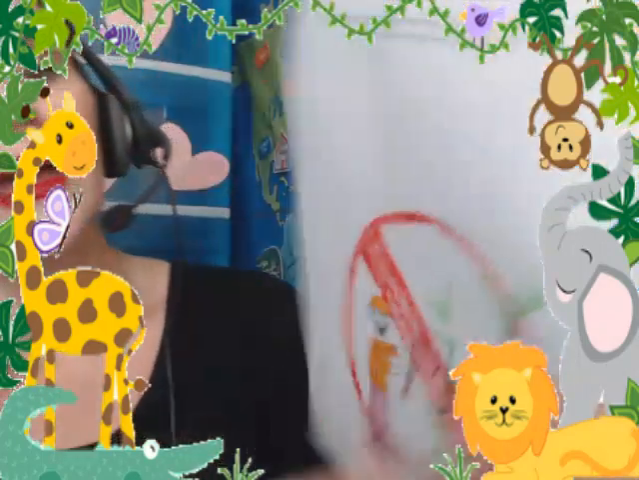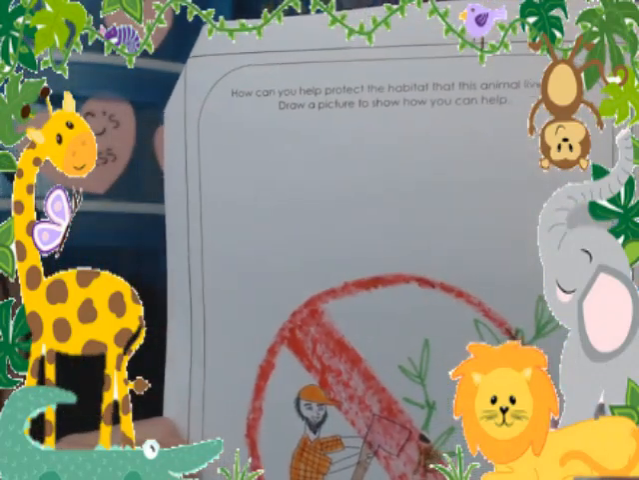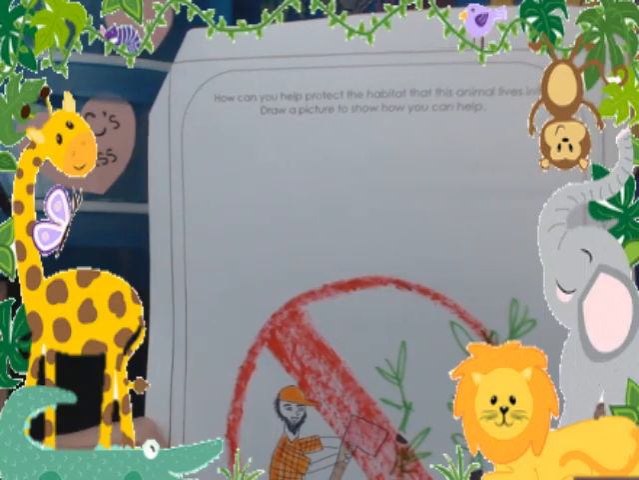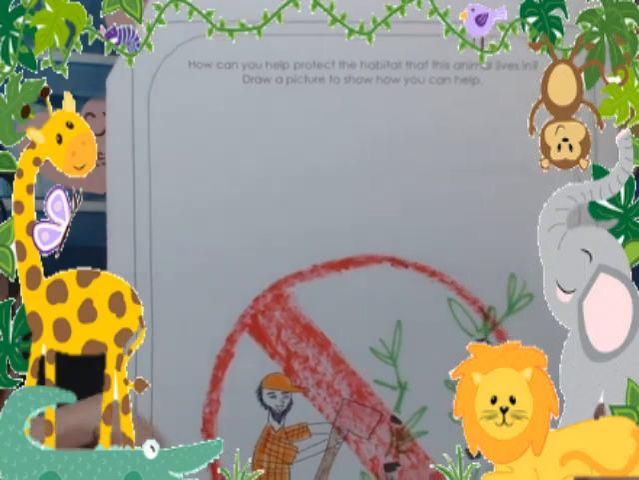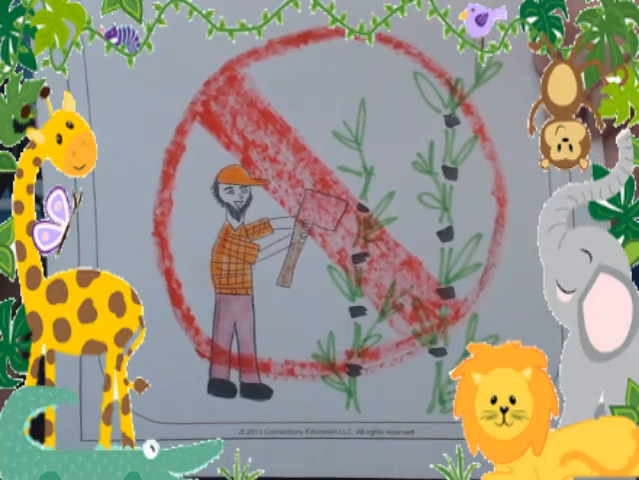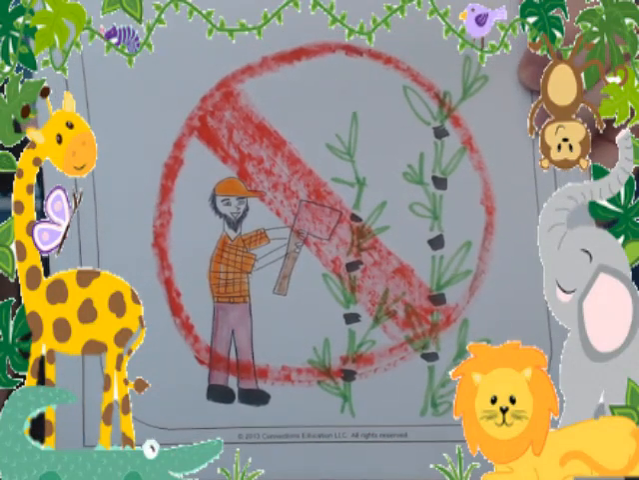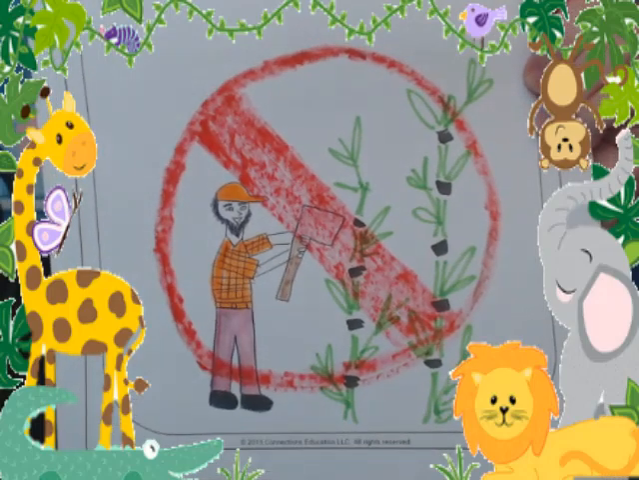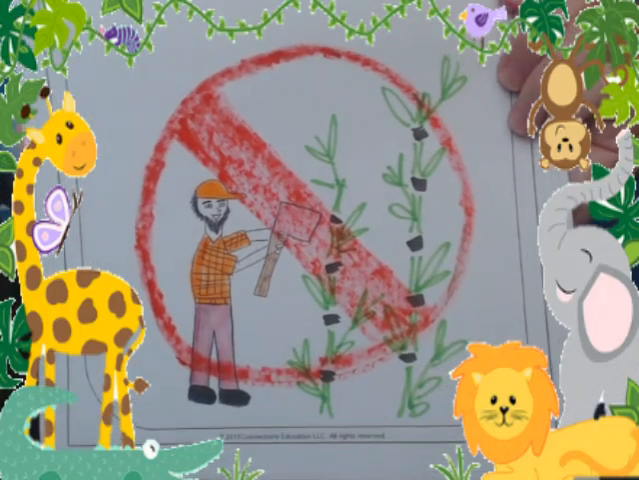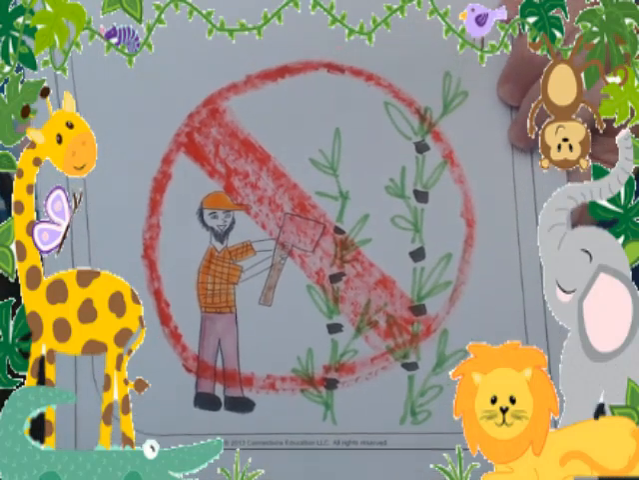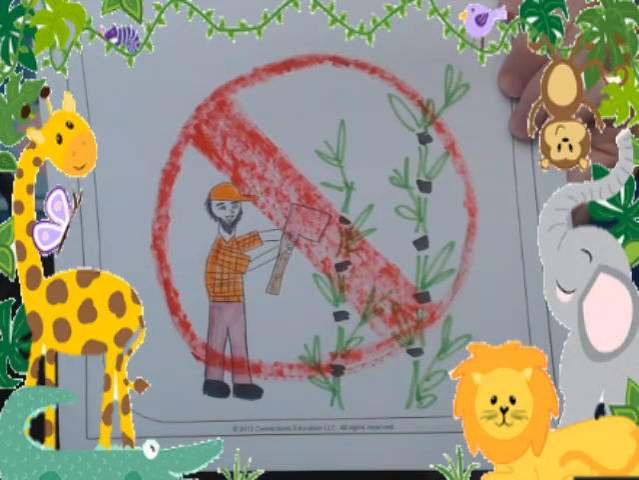All right, the last page. This is a really important one. How can you help protect the habitat that this animal lives in? Draw a picture to show how you can help. So I know deforestation, that means cutting down forests, is a really big problem. Those bamboo forests are getting cut down, and the pandas don't have shelter, the pandas don't have food, the pandas don't have room to roam around.